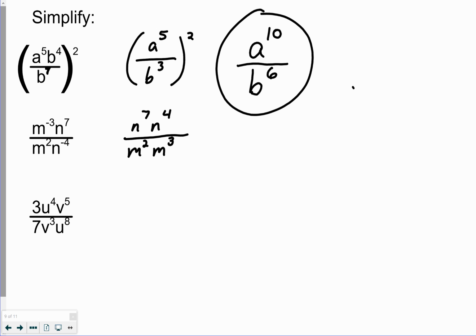Now we have the n's and the m's in the same numerator and denominator. So this is multiplication, n to the 7th times n to the 4th power. What am I going to do with those exponents? You're going to add them and get n to the 11th power over m to the 5th power.